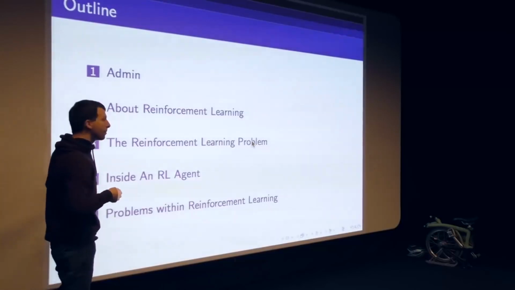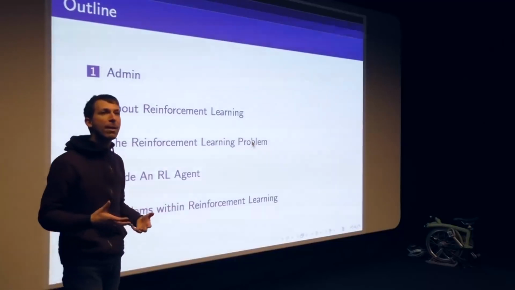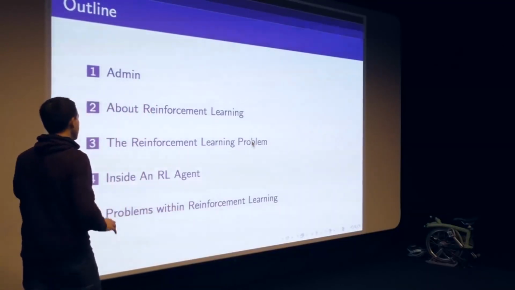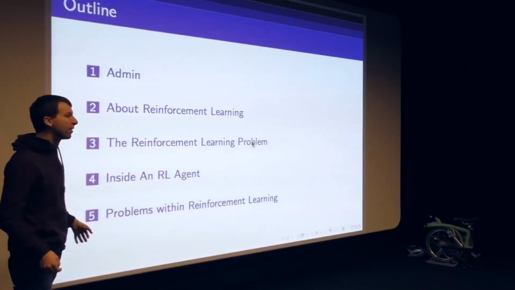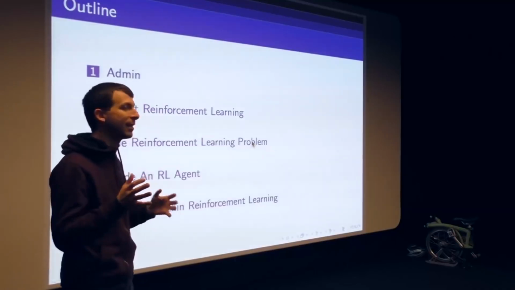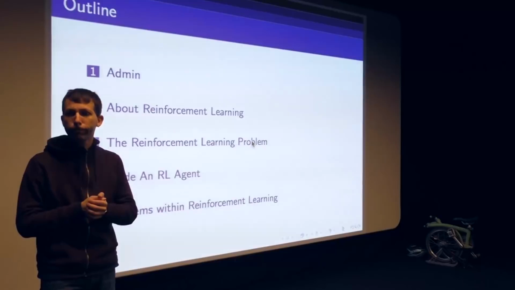Before we start talking about solution methods, where we'll start to talk about what it means to actually build an agent which can solve the reinforcement learning problem. So that will be this section, inside an RL agent. And then finally we'll talk about some of the key problems within reinforcement learning and start to get some insight into the key components of what it actually means to try and solve this problem.